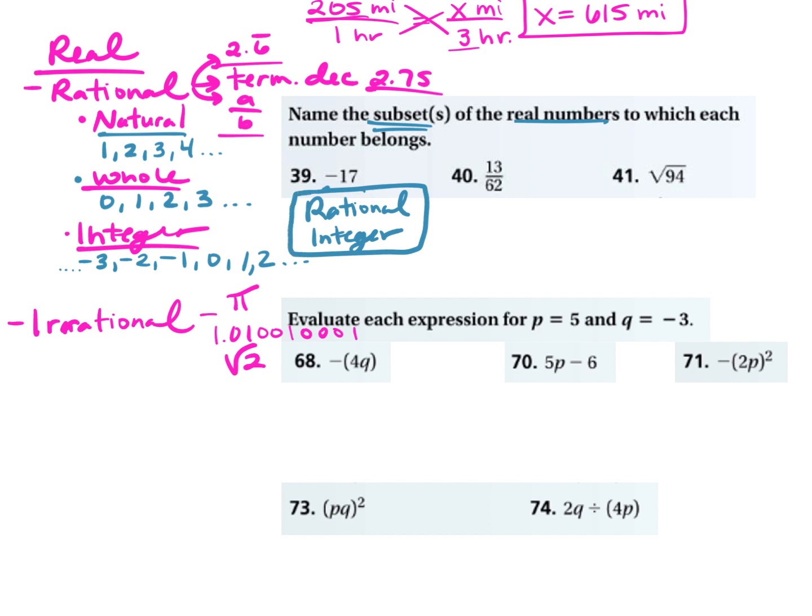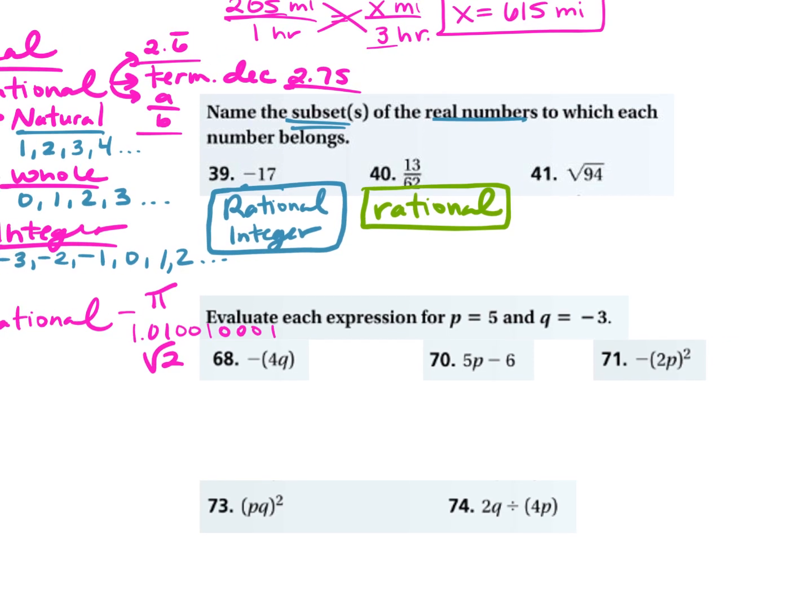How about 13 over 62? It's rational. It is rational because you can write it as a fraction. Is it anything under rational? Natural, whole, integer? Nope. So the most specific you can call this is a rational number.